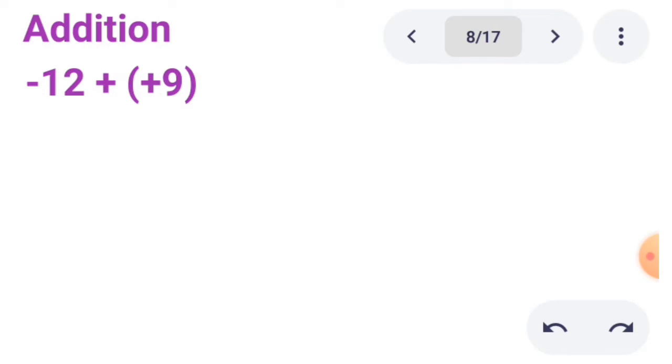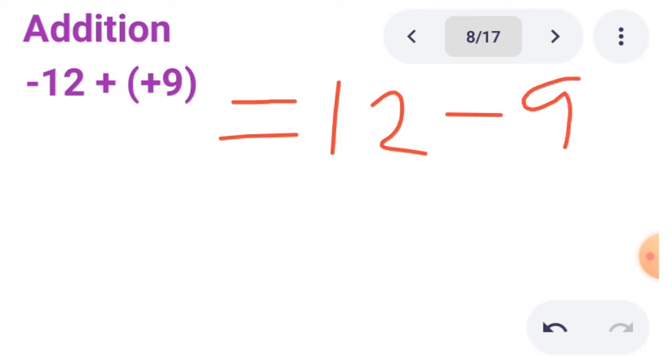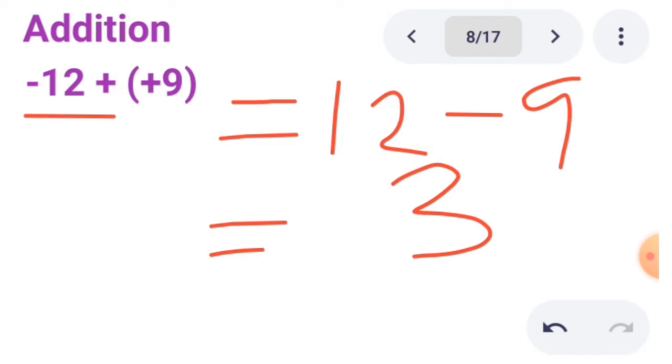Let's see another example. We want to add -12 to a +9. So we find the difference between 12 and 9. The difference between 12 and 9 will give us a 3. Now the larger number, which is 12, carries a negative sign in front of it. Therefore, the answer is going to carry a negative sign. So we put a negative sign in front of the answer. So -12 plus +9 is going to give us a -3.